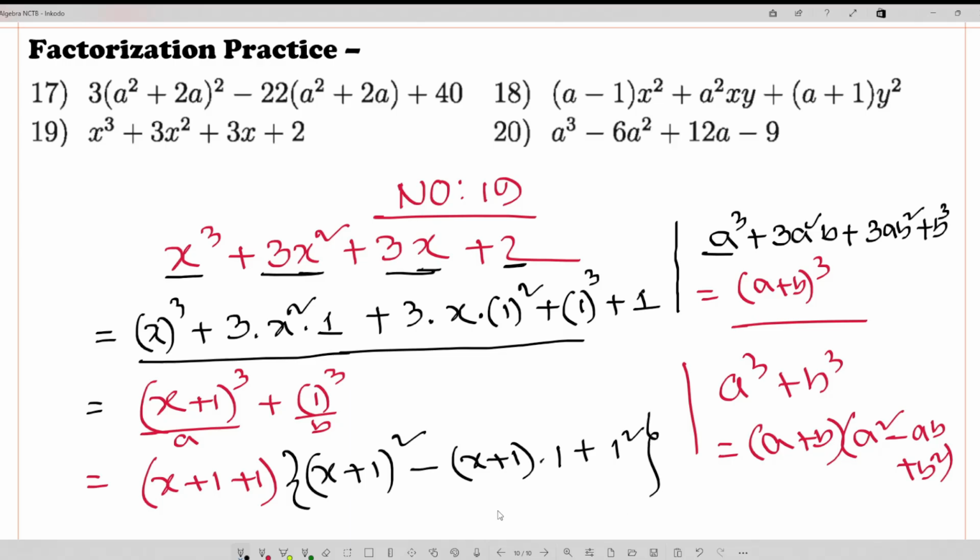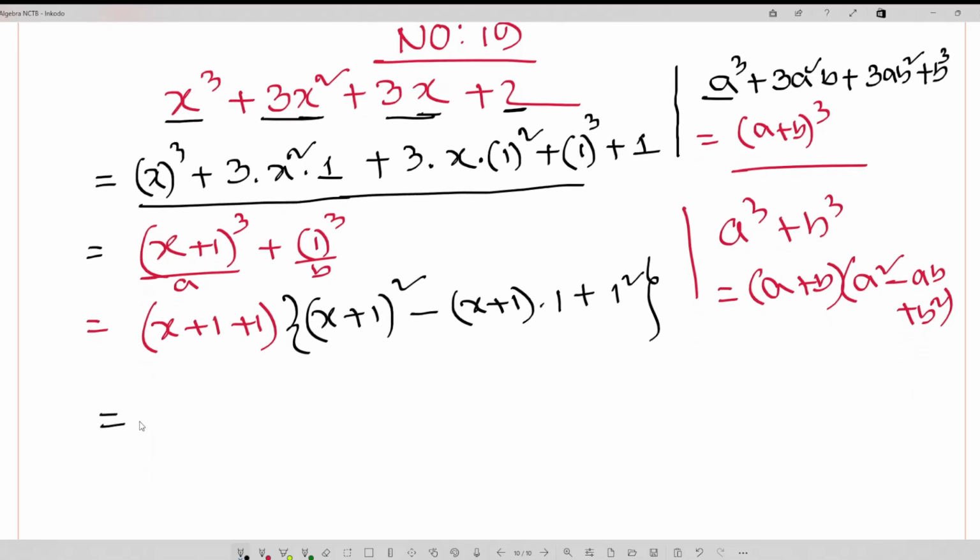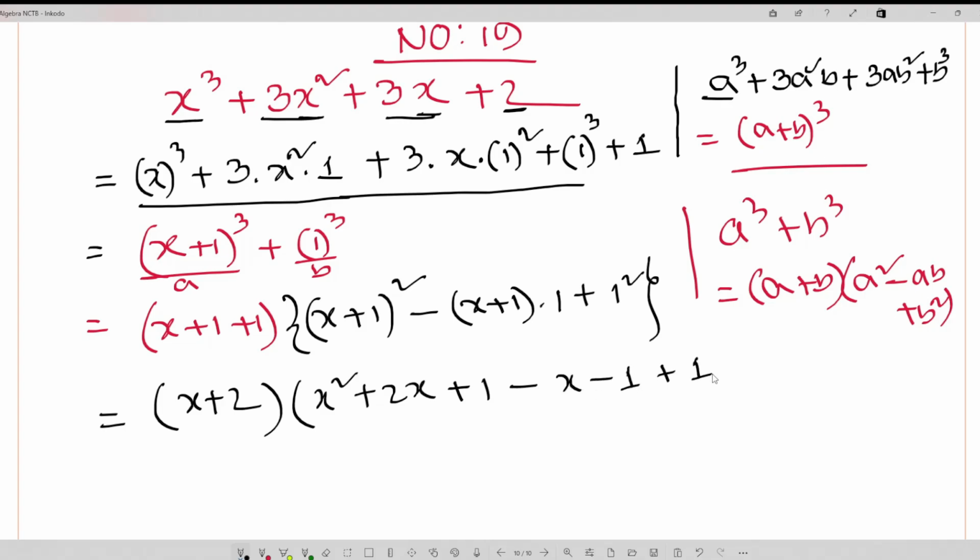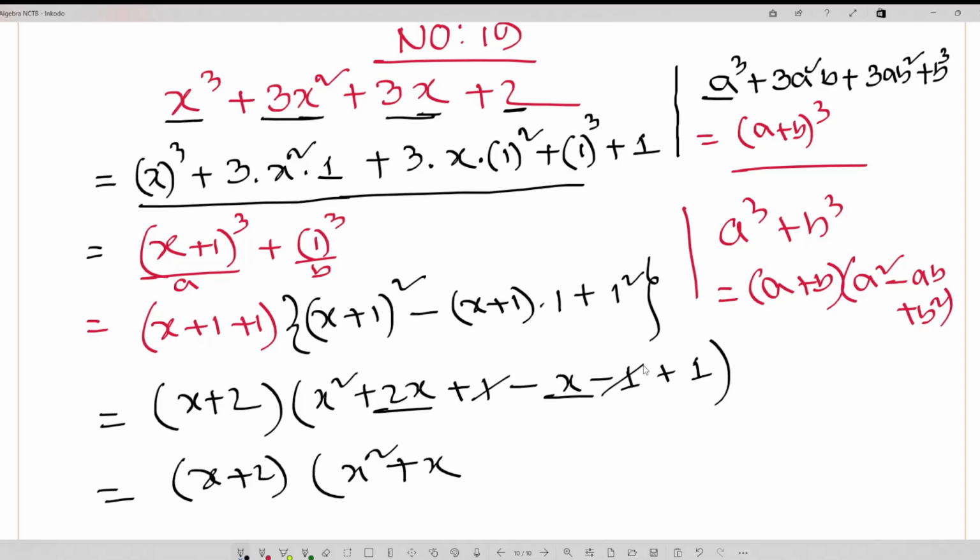1 square, right? So this one is x plus 2, and here we can write x square plus 2x plus 1, and here is minus x minus 1 plus 1. Okay, so here is x plus 2, and here is x square plus 2x minus x, it means plus x, plus 1 minus 1 cancels out, and here is plus 1. So this is our answer.